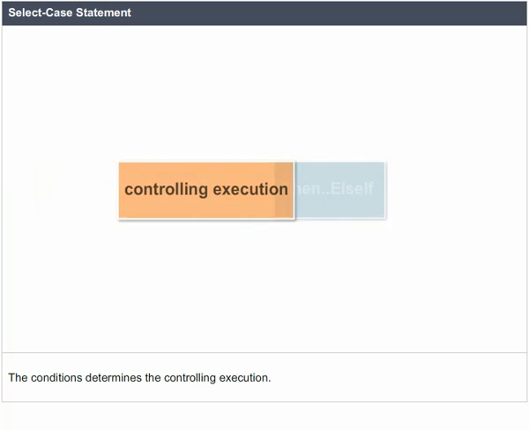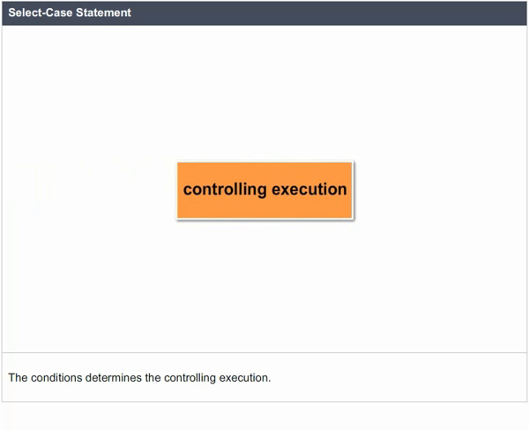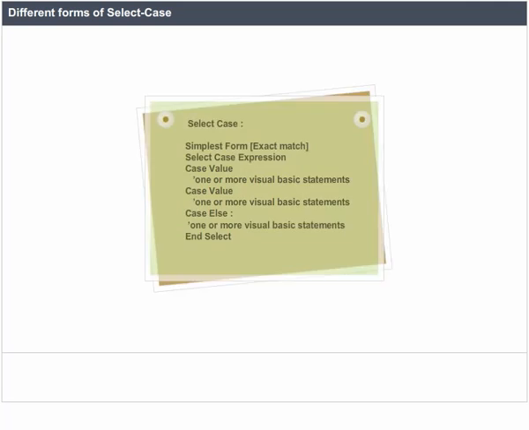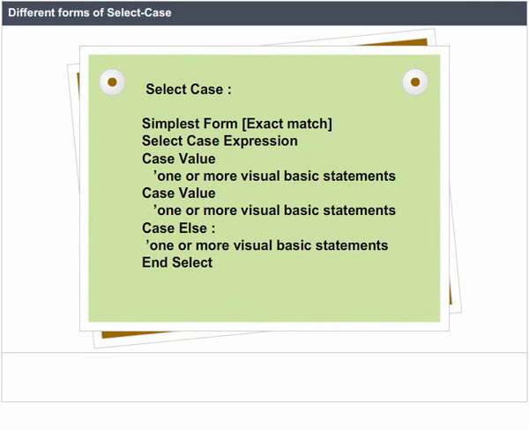The conditions determine the controlling execution. For example, jump A. If the statement executes, the next step will move to statement A. Different forms of select case. Select case, simplest form, exact match. Select case expression, case value, one or more Visual Basic statements. Case value, one or more Visual Basic statements. Case else, one or more Visual Basic statements. End select.